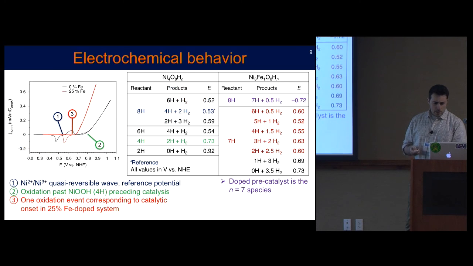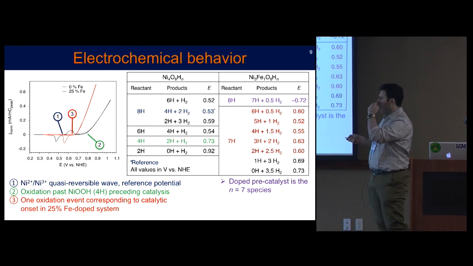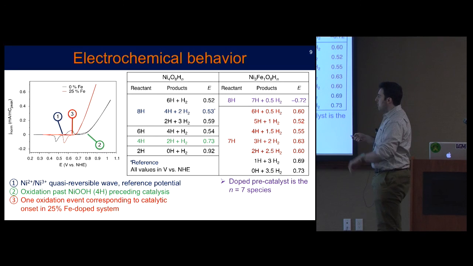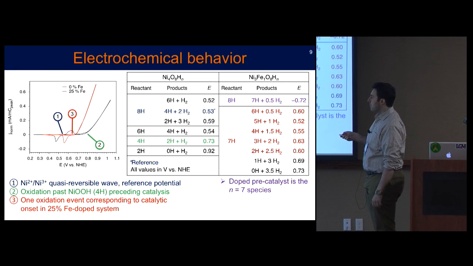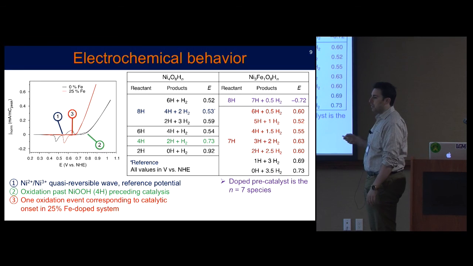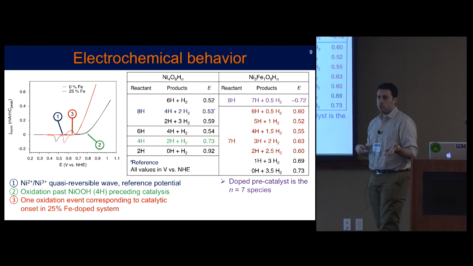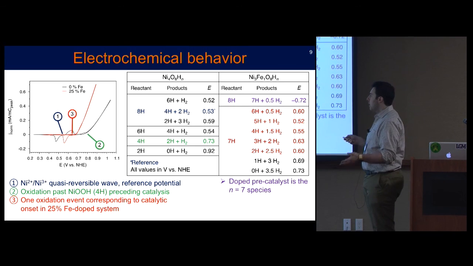So let's revisit those cyclic voltammograms. These were taken by our collaborators at Wisconsin. So let's follow the black trace first. First, you see this reversible feature around 0.53 volts versus NHE. And this is well known in the experimental community to be the nickel 2 to nickel 3 oxidation, or equivalently the hydroxide to oxyhydroxide transformation of the material. So we set this as our reference potential.